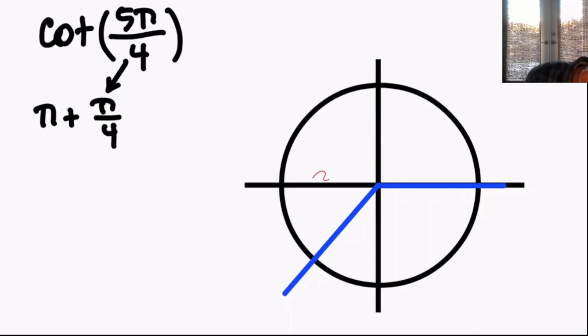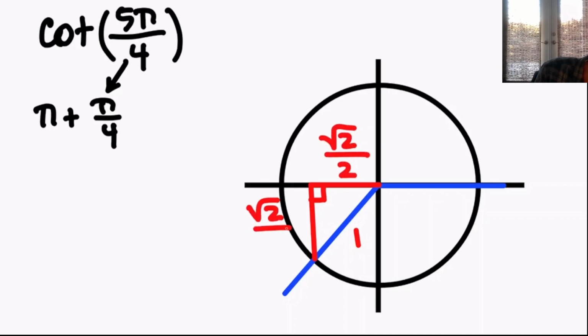And I will draw in my reference triangle. Label the sides. It's a 45, 45, 90, which feels like it's been a while since I've had one of those. So the hypotenuse is 1, and each of the legs is root 2 over 2. Okay, think about what's going to be negative. In the third quadrant, both legs will be negative. Okay, and cotangent is opposite, or no, pardon me. Tangent is opposite over adjacent. Negative root 2 over 2 divided by negative root 2 over 2. You take a number and you divide it by itself, it's going to be 1.